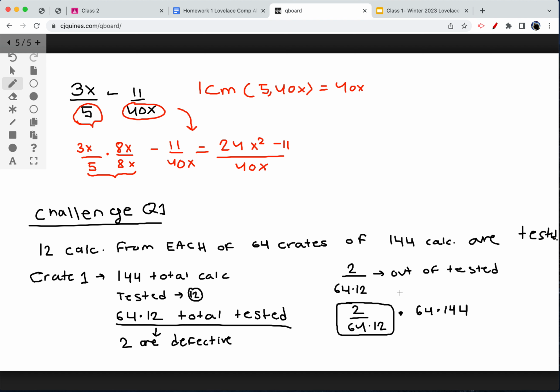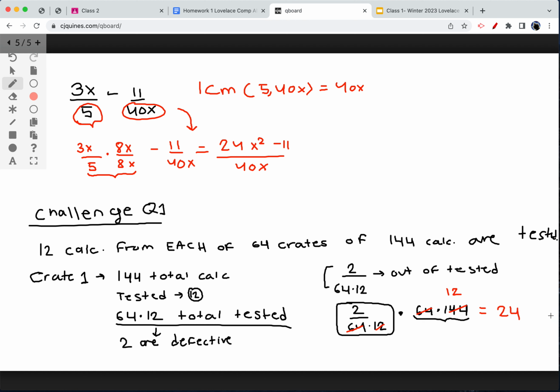So this can be a little confusing, but all we did here is note the ratio of defective calculators, which is this. And this ratio is going to be constant no matter what the total number of calculators is. So that's why we just multiplied by the total number of calculators. So now you just cancel out the 64. 12 divided by 144 is 12. And this is just 24.